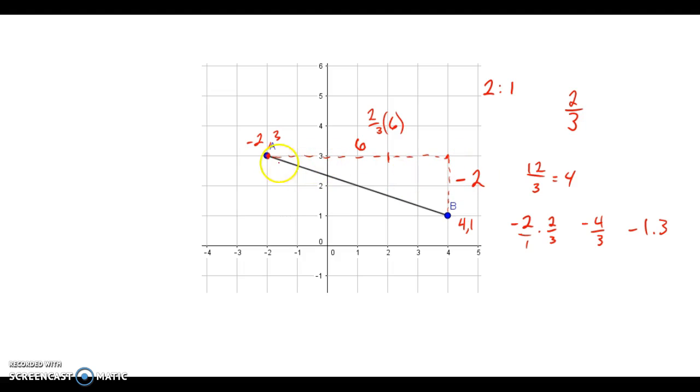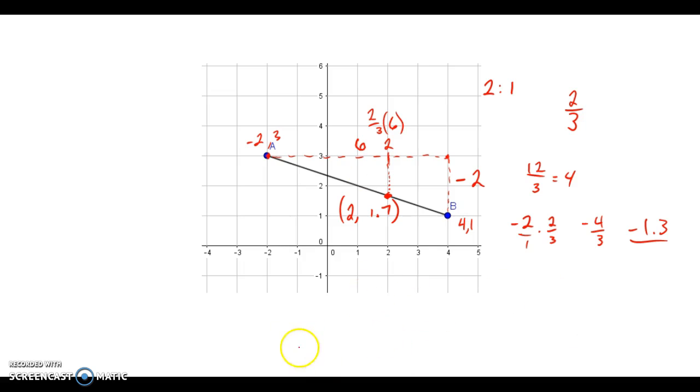So for the y value, I'm going to go down from here. It was at 3. I'm going to go down, which is the -1.3. So 3 minus that gives me, for the y coordinate, 1.7. So the x coordinate is at, we can see, 2. And the y coordinate is at 1.7.